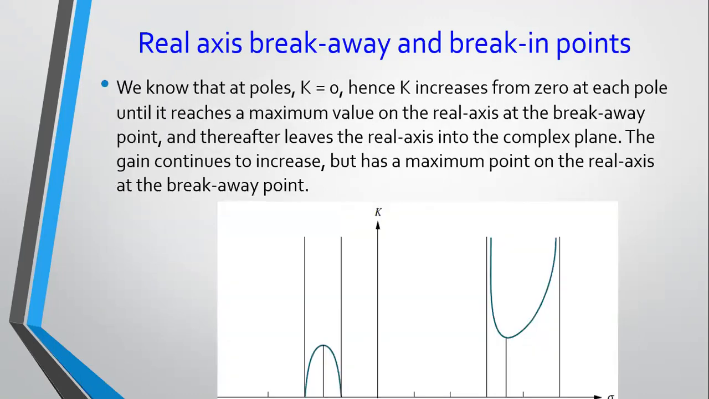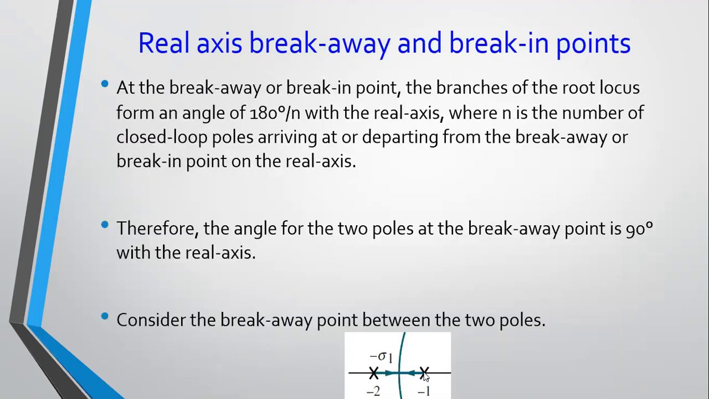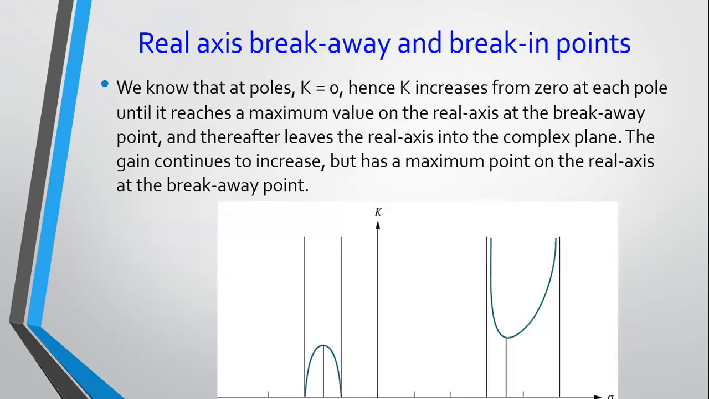Now let's see what fundamental principle we can apply to find the break-in and breakaway points. Let's consider the first case, where we're dealing with the breakaway point. If I go one step back, we know we have poles at -1 and -2, which is what's shown here. Now we know at the poles the gain is 0, because the root locus starts at the poles. So k is 0 here and k is 0 here. As we start increasing the gain, the root locus starts to move away from the poles. In this case, we say they start moving towards the breakaway point.